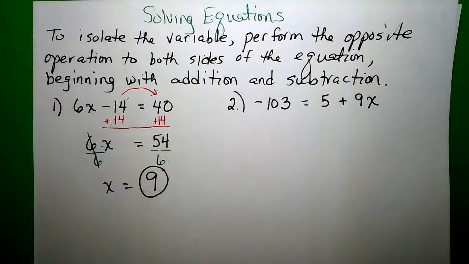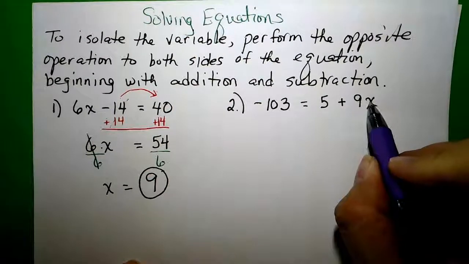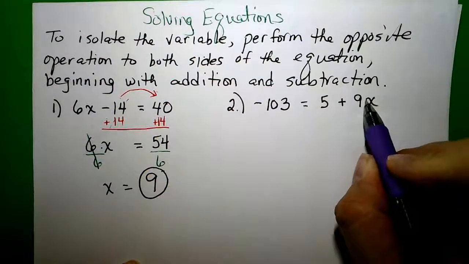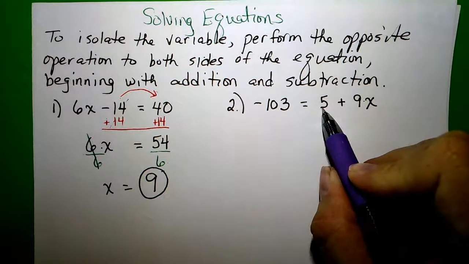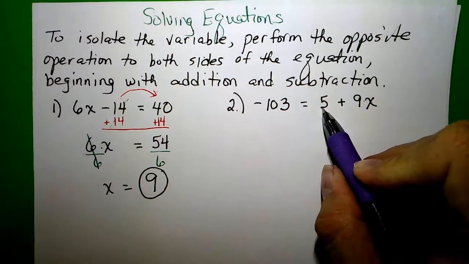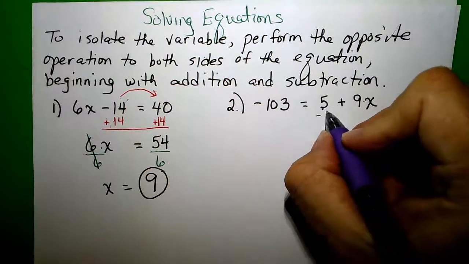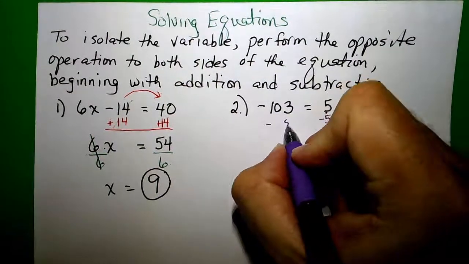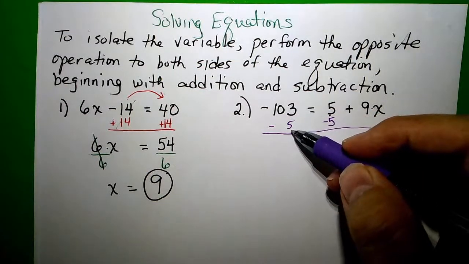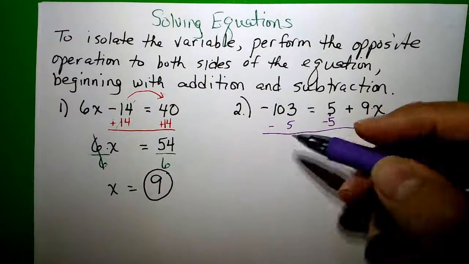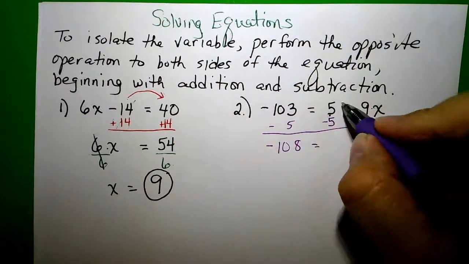Okay, so let's see. If I'm trying to get the x by itself, I would have to divide by 9 to get rid of this 9 right here. To get rid of the 5, what would I need to do to both sides? Add it or subtract it? Well, sure not add. If you added 5, that would just give you a 10 here. So subtract 5. Negative 103 minus 5. Negative 103 plus a negative 5 is a negative 108. Now the 5's are gone.